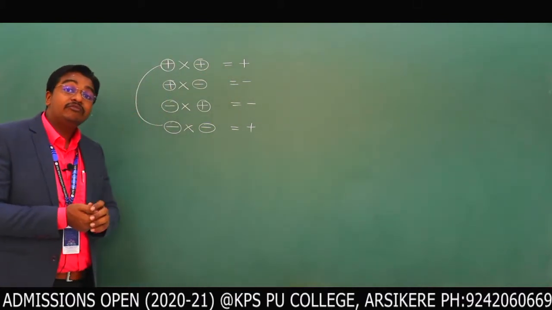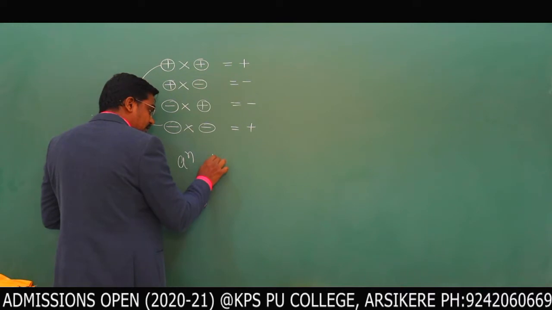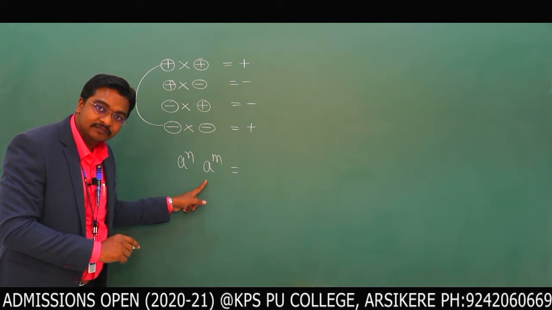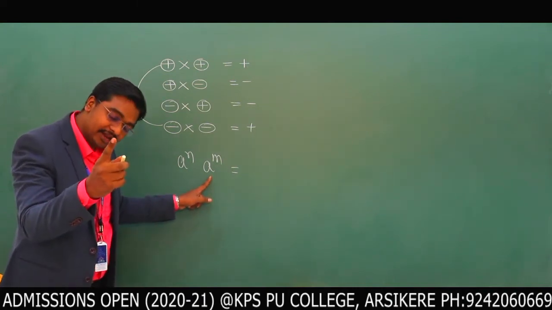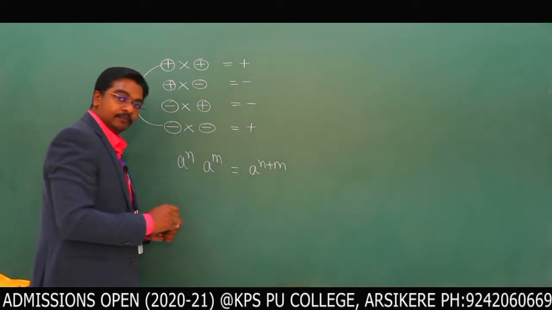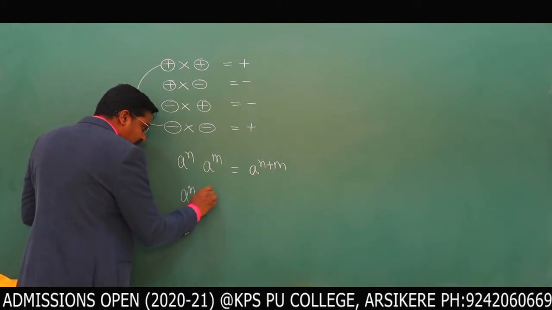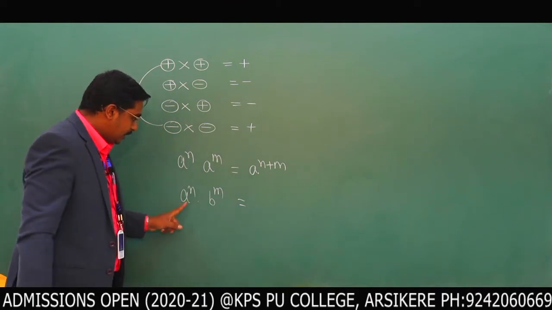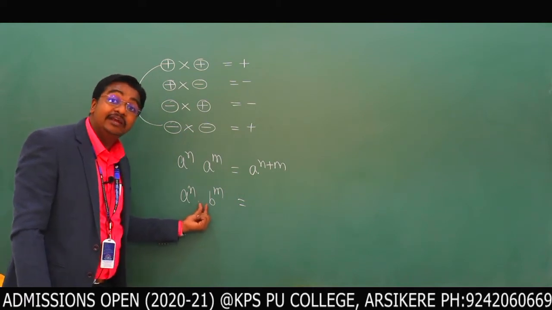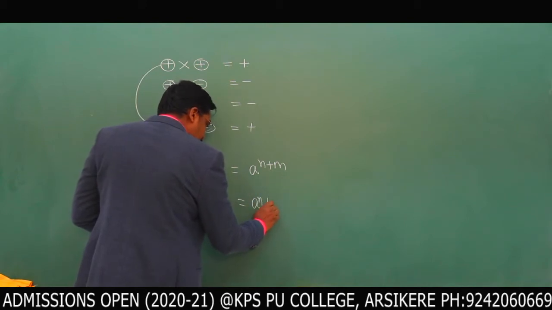And what about when you get terms like a power n into a power m? Just observe the terms here, both are identical terms. The bases are the same, so the powers can be added. That becomes a power n plus m. If I have a power n into b power m, we cannot multiply because the bases are different. So when the bases are different, combine the terms as a power n into b power m, like that.